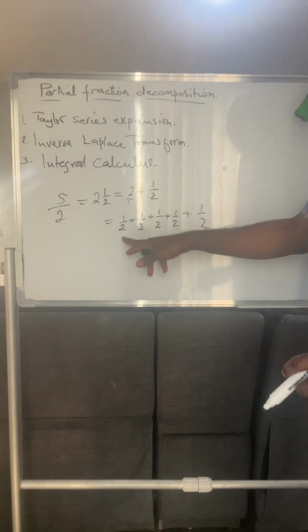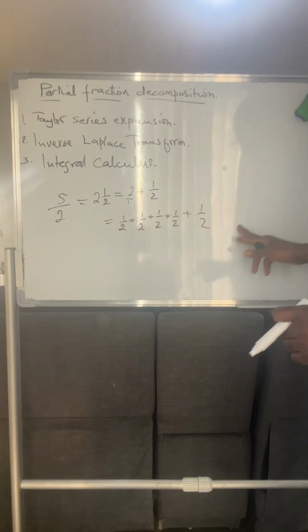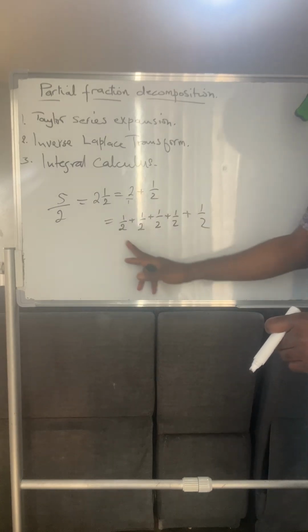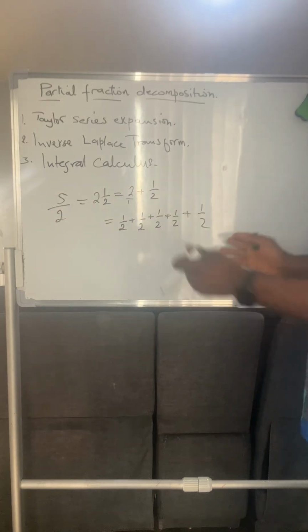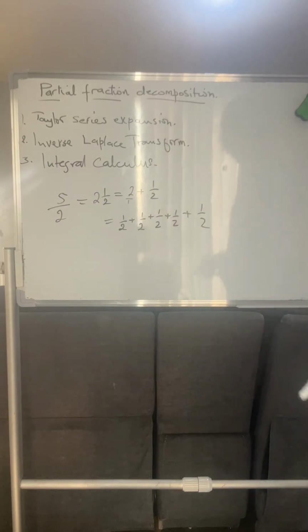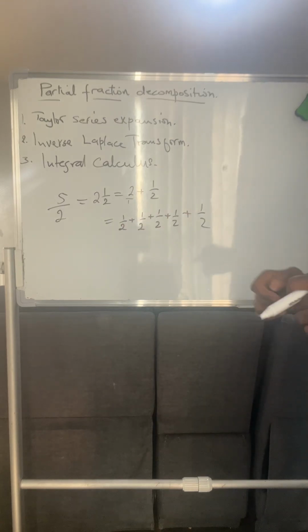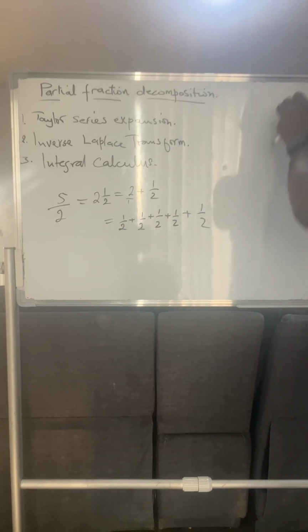Because the denominator is now bigger than the numerator, in partial fractions form we have decomposed this fraction. So this is our aim with partial fractions: to make the numerator smaller than the denominator. Let's look at one example.